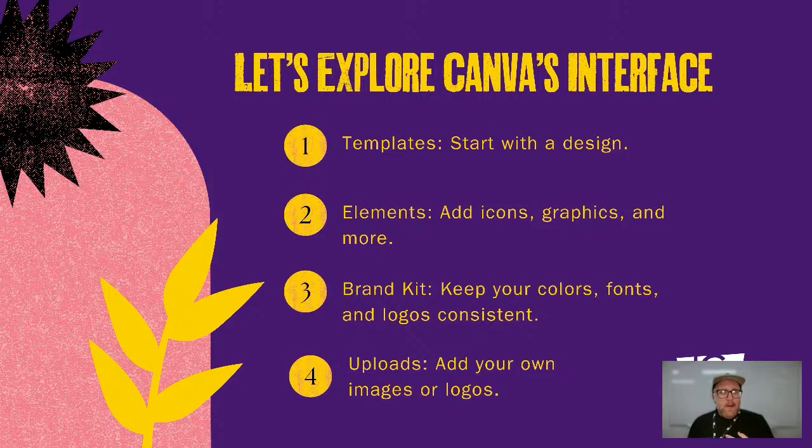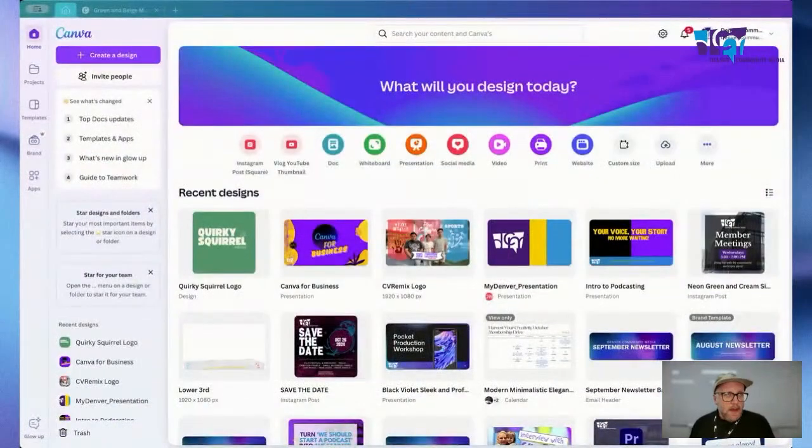So we went through and checked out the templates. We added some elements. We added some graphics. And then we added the squirrel, obviously at the end of the L. And now I want to introduce you guys to the brand kit. So we'll hop back over to Canva, and we'll start our own brand kit for this quirky squirrel.